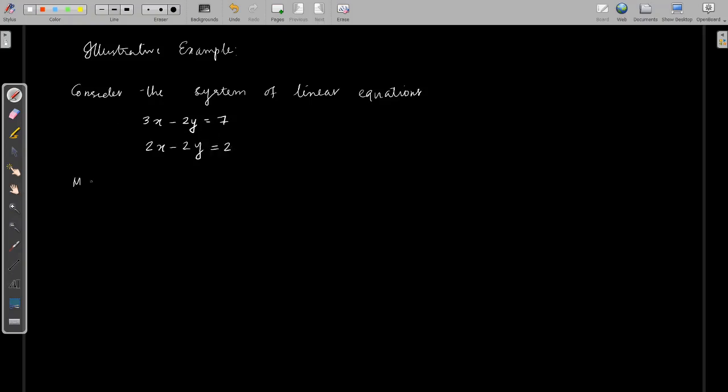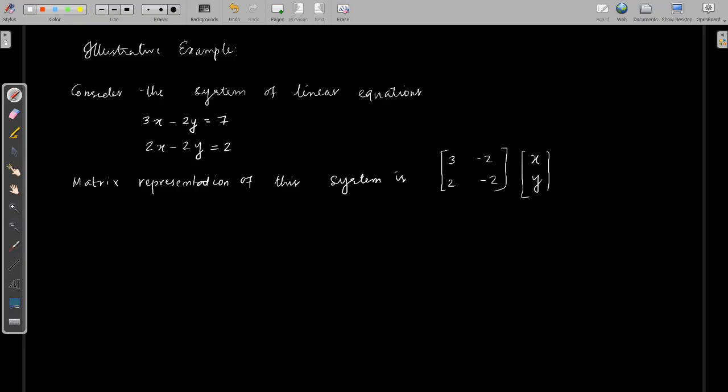First, we use the inverse method. First, we write the matrix representation of this system of linear equations as [3, minus 2; 2, minus 2]. This is the coefficient matrix, times [x, y], equal to [7, 2]. Okay, so this is the matrix obtained from the right side.